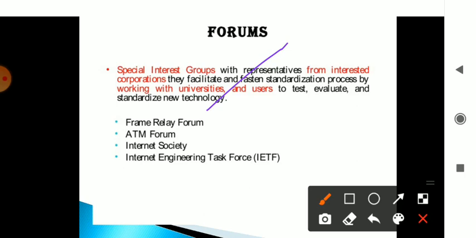Okay, so forums are, for example, the Frame Relay Forum, the ATM Forum, Asynchronous Transfer Mode, and then you have the Internet Society. It moves faster because changes happen day by day, and it has to be tested faster. It cannot be slow, and it is evaluated at each and every moment. So the Internet Society is a forum part, and the Internet Engineering Task Force is also a part, which is a faster one.